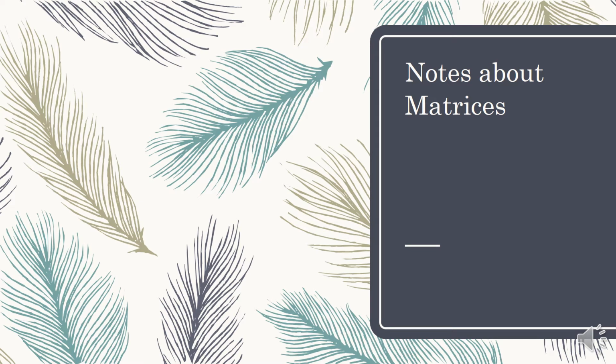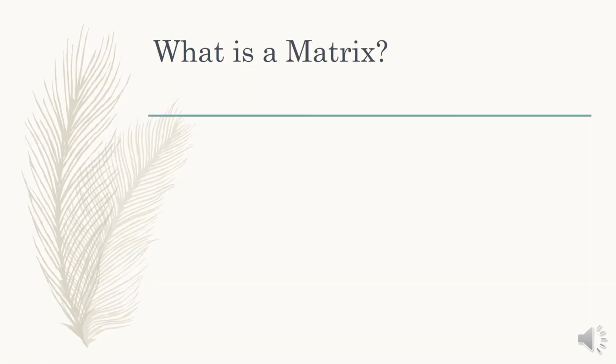Before we actually get into the last topic, which is Markov processes, we're going to need to talk about what a matrix is and different aspects of matrices. So first off, what is a matrix? A matrix is going to have rows and columns. It's going to be set up like this.